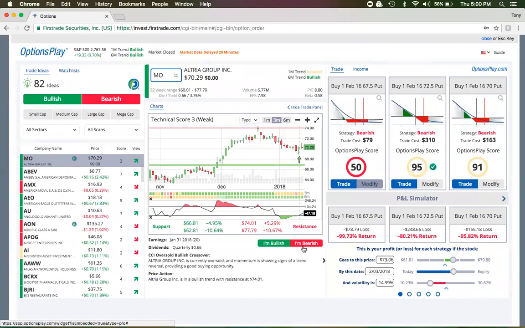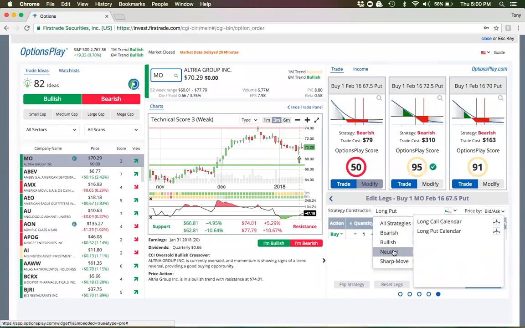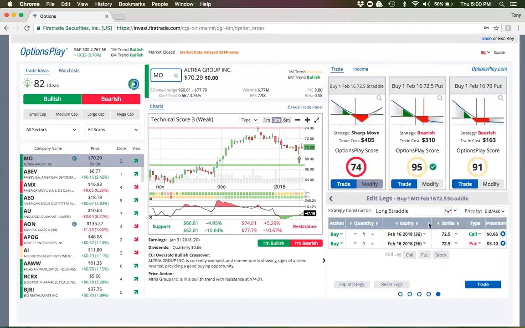I have another question here: can you go over straddles? April, I would love to go over straddles, but that's a little bit outside the scope of this particular webinar. But just so you know, in order to set up straddles, you click on modify and use the same strategy constructor that I just used to create these puts, and you can use neutral strategies like straddles. So here you can do long straddle, long strangle. So you can set that up.